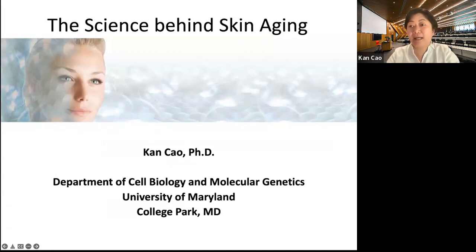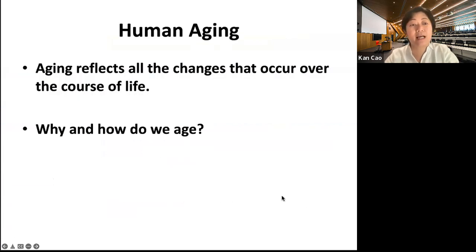So my lab at the University of Maryland is interested in understanding human aging. So what is human aging? Aging reflects all changes that occur over the course of lifespan. According to WHO, the common conditions in older age including hearing loss, the back and the neck pain, and osteoarthritis. That I'm just speaking for myself.